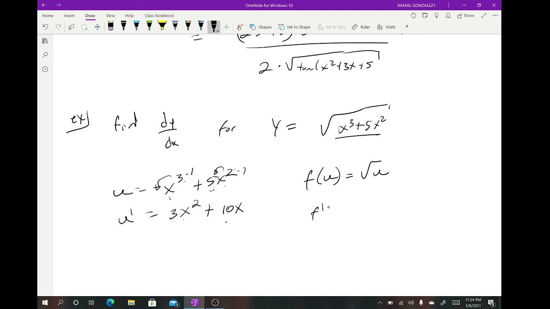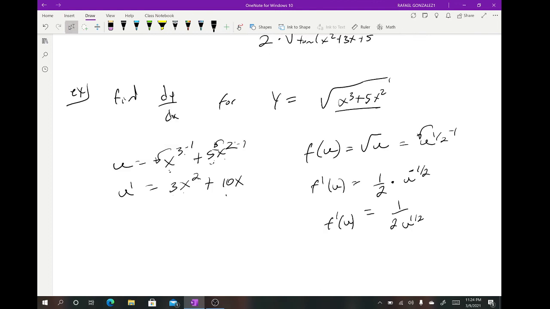The derivative of f of u, again, you rewrite this as u to the power 1/2, so it's easier to see. You bring the 1/2 to the front, so that's 1/2 times, and then you subtract 1, u to the minus 1/2. And again, just rewrite it as 1 over 2u to the 1/2. So that's what f prime of u is.